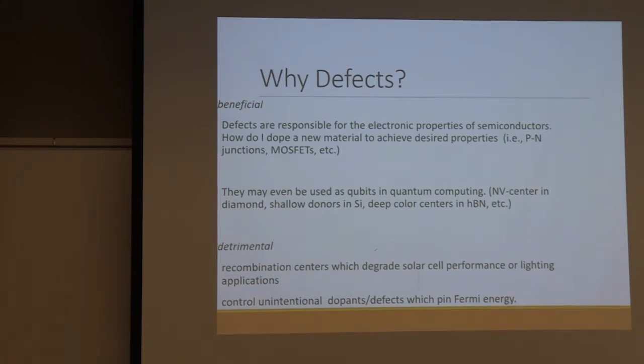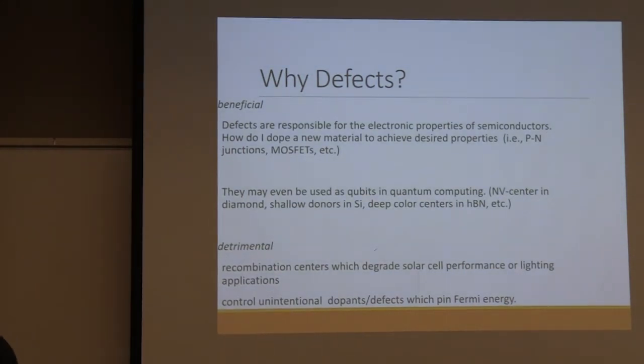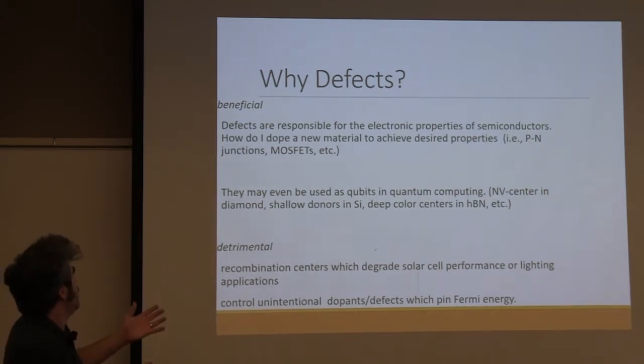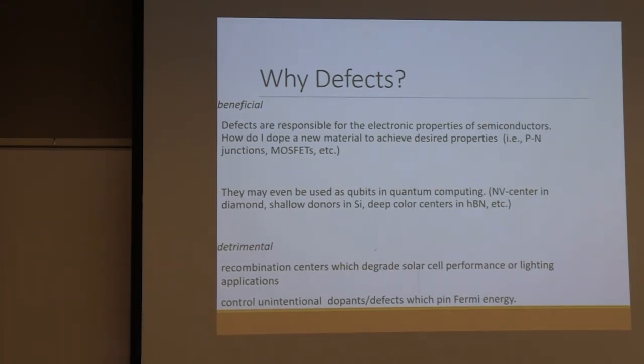Recently we're even talking about having defects as your qubit, right? So the different electronic states of a defect in a solid material, manipulating them could serve as a basis for quantum information storage, things like that. So those would be beneficial things a defect can do. But then there are also detrimental things.